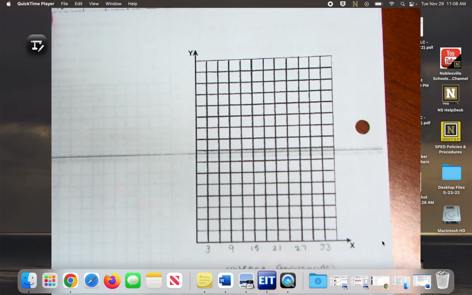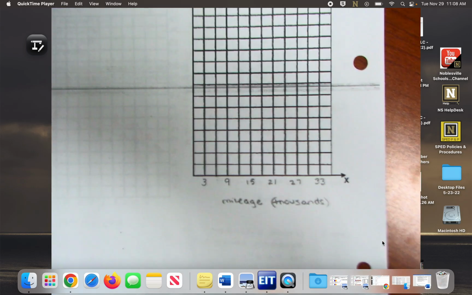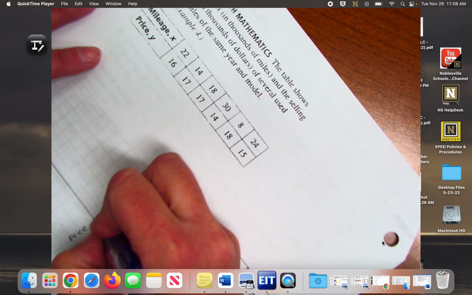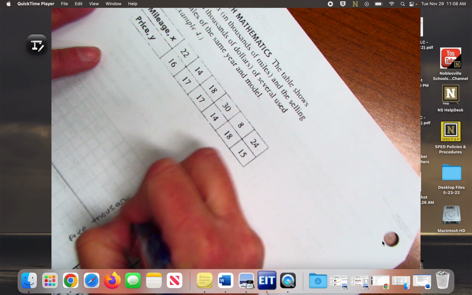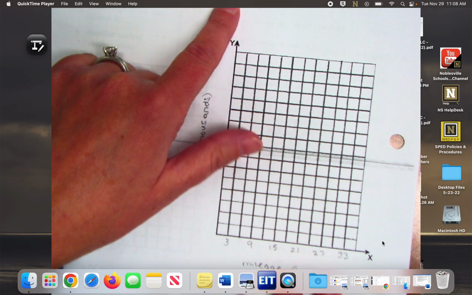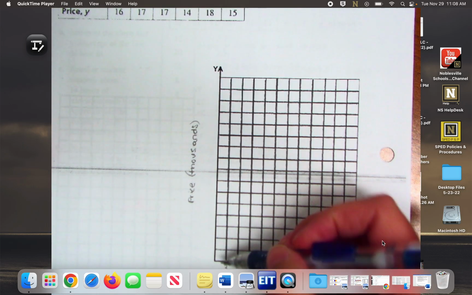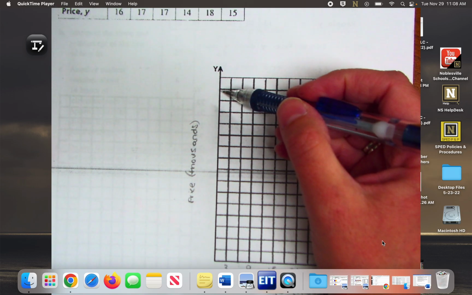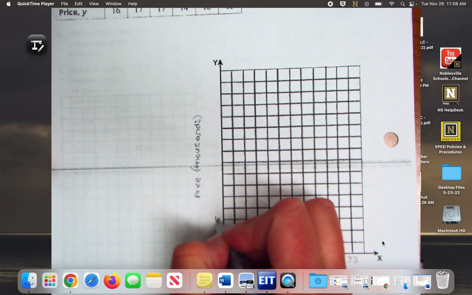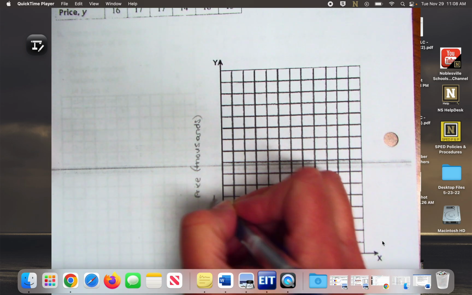And then my y-axis is going to be the price. Again, thousands of dollars. I need to go all the way up to 18. And I think we discovered we don't have enough space to go up by singles, so we're going to go up by 2,000s again, or by 2s, and these would be thousands.